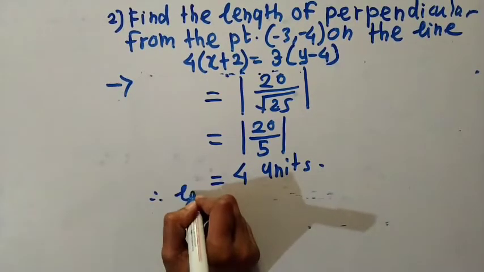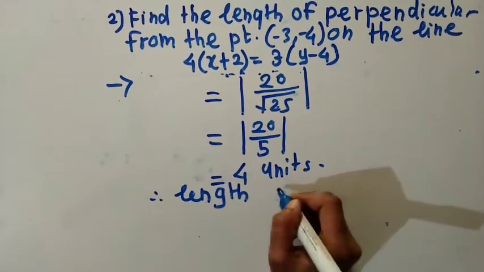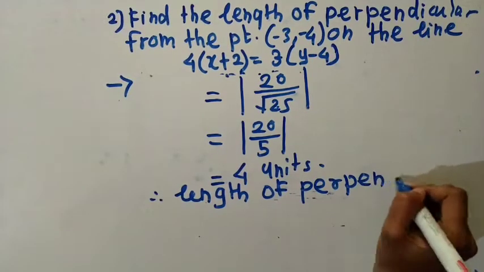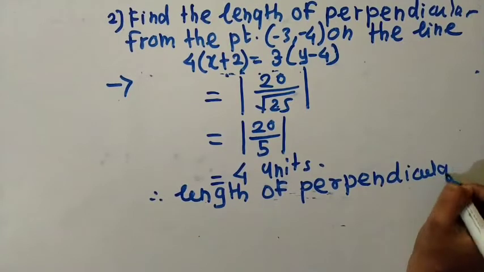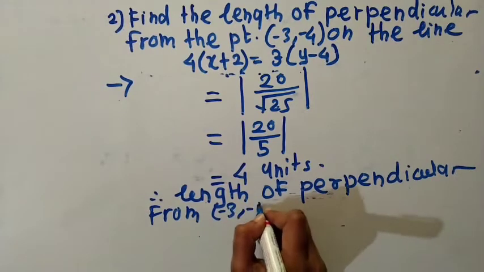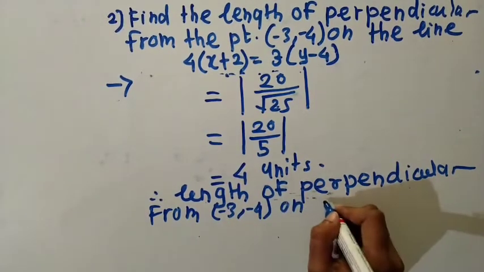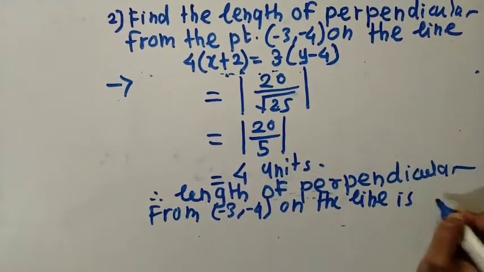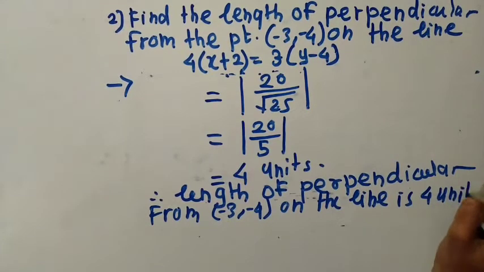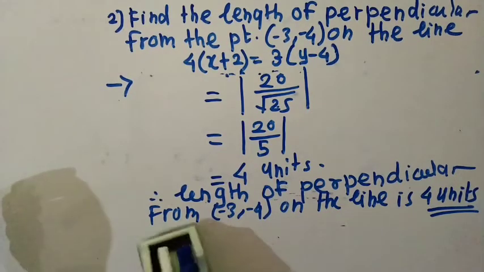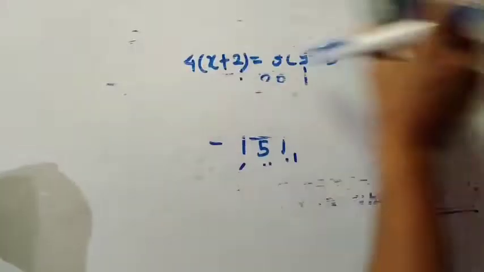Hence the length of the perpendicular from (-3, -4) on the line is 4 units. Then we give the third example.